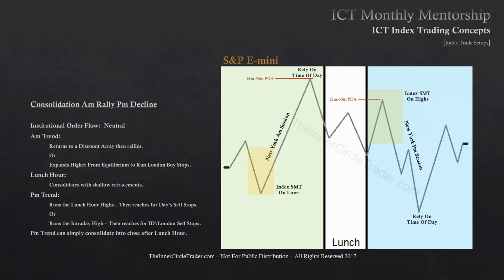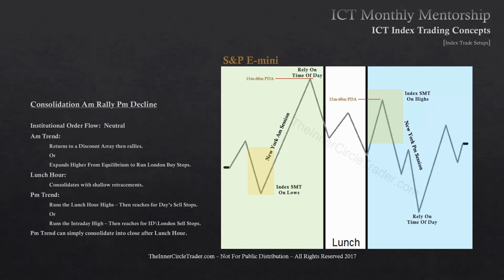Now the afternoon can run the lunch hour high for buy stops if the AM session high forms at a higher time frame 4-hour or daily premium array. If the AM session does not form the short-term high going into the lunch at a higher time frame 4-hour or daily premium array, we would anticipate the rally after the New York lunch to run the intraday high up into a 4-hour or daily PD array or premium array, and then decline after that.